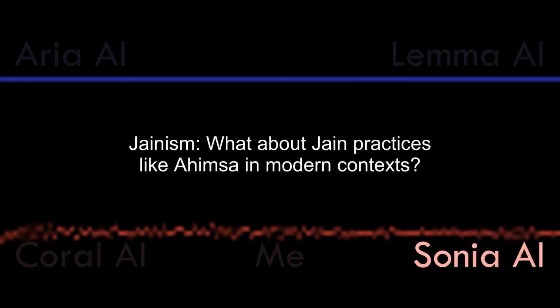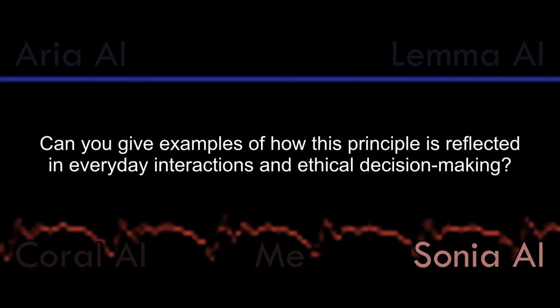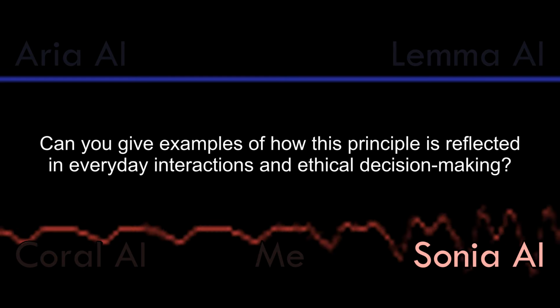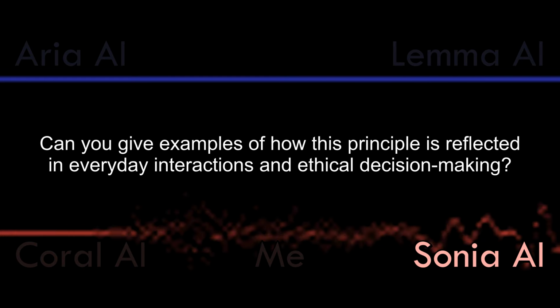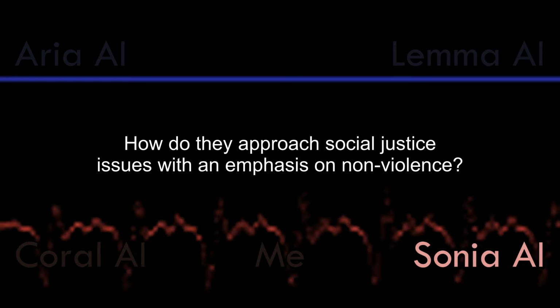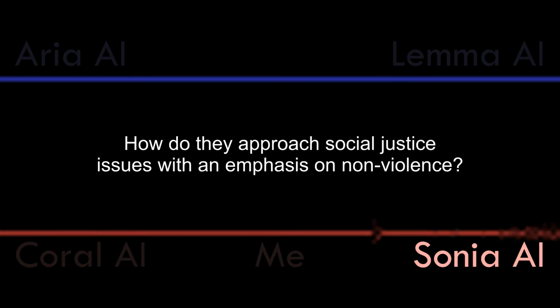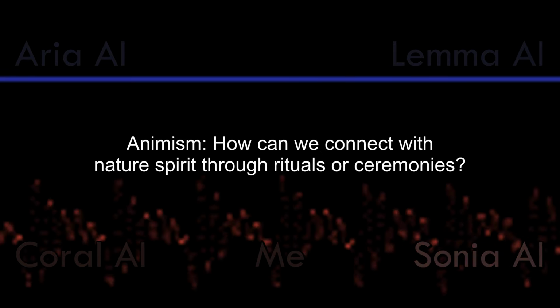Jainism, what about Jain practices like ahimsa in modern contexts? Can you give examples of how this principle is reflected in everyday interactions and ethical decision-making? How do they approach social justice issues with an emphasis on non-violence?